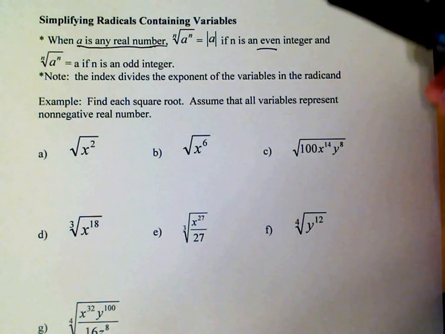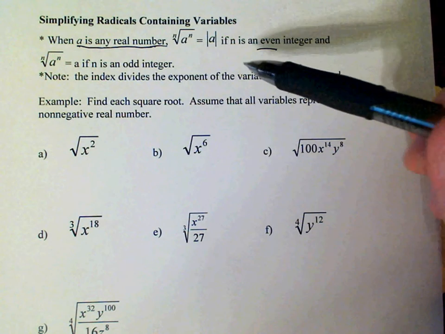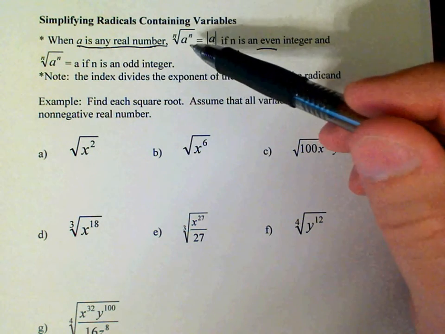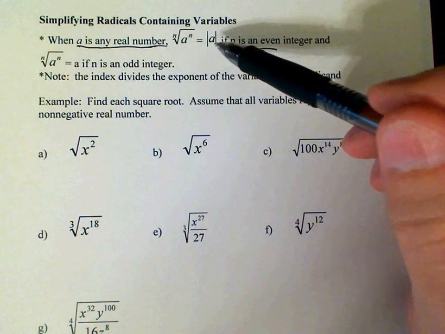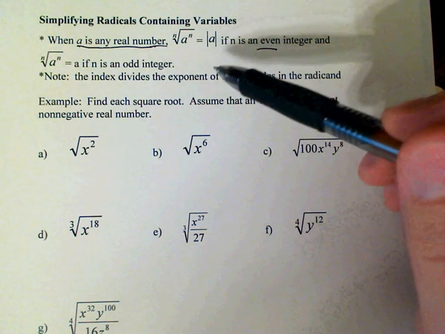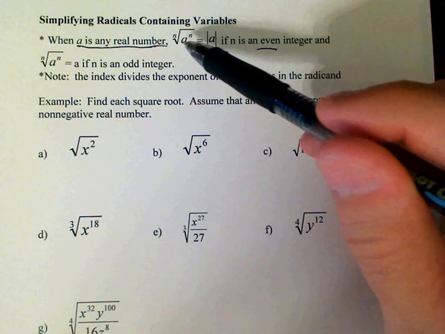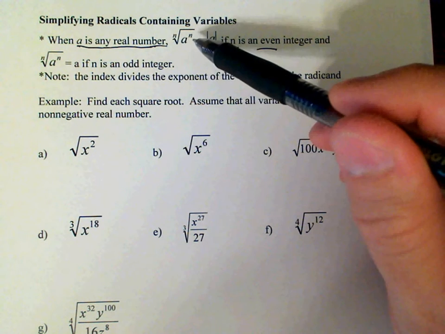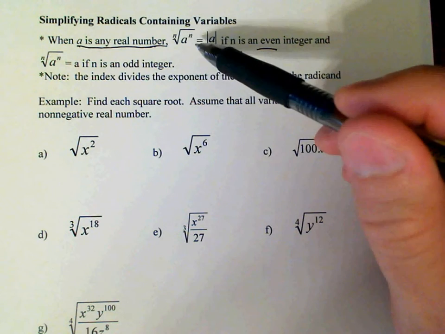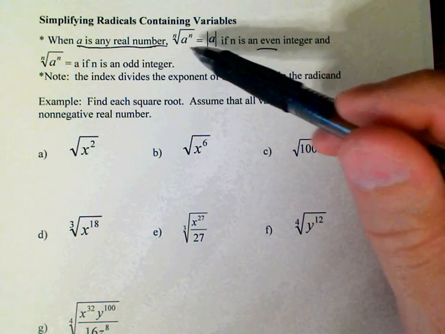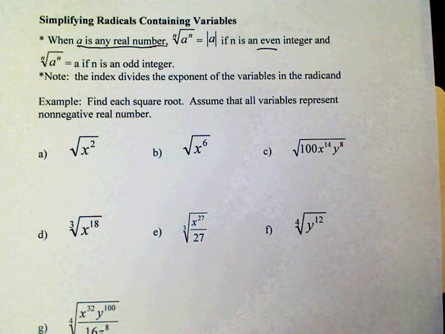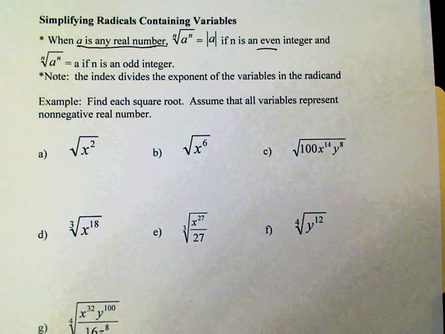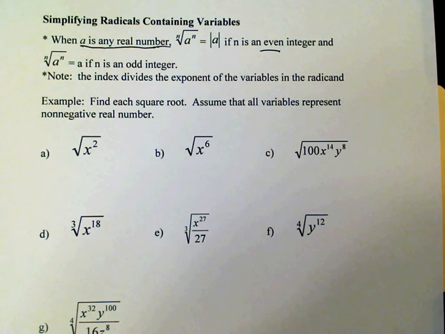But what I really want you to notice is that the nth root of a to the n is equal to the absolute value of a, or a. What's really going on is that the index is divided into the exponent. The n divides into the n, and those cancel out, leaving the a. We're going to do some examples to show you what's going on. I'm going to show you the long way, and then the shortcut. So let's do a few of these.